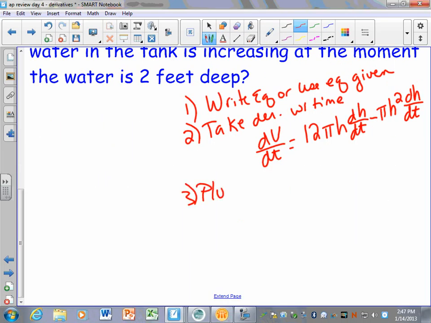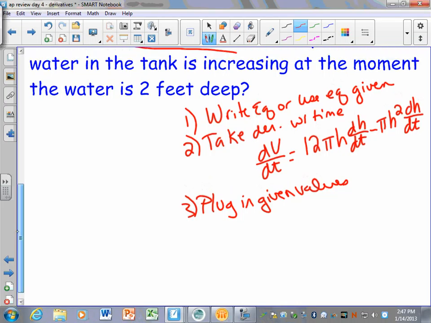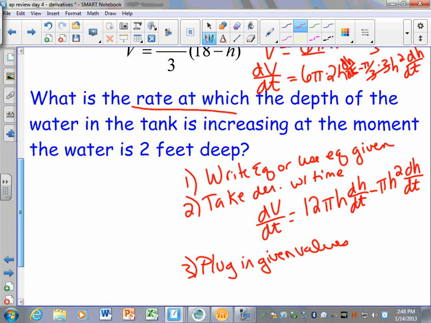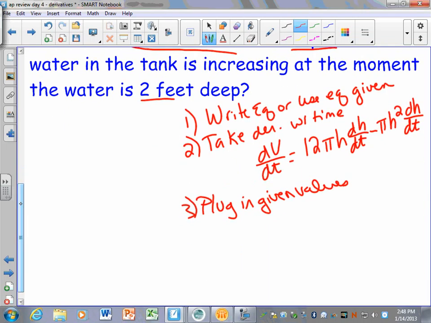Step 3, you want to plug in your given values. Probably also not a bad idea here is make sure you know what you're solving for. If I go back up a second, it says I'm trying to find the rate at which the depth of the water is changing or increasing at the moment the water is 2 feet deep. So let's think about what they give me here. 2 feet deep, they don't use d for the depth, they use height. So I think h would be 2 feet. I'm looking for how fast is that changing. So I believe that's what I'm solving for.